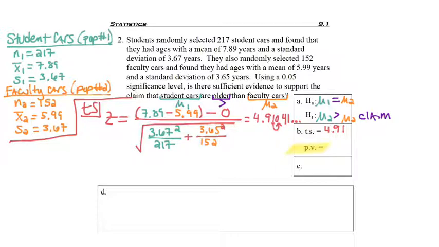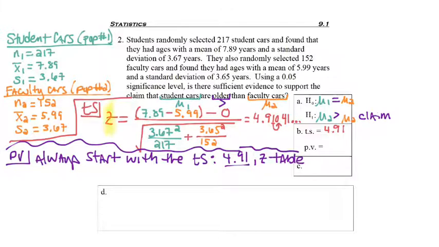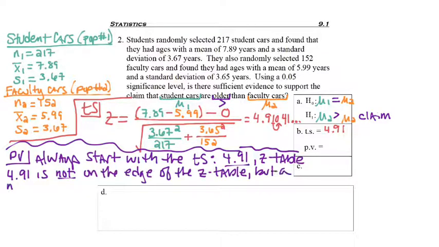Now I'm on to the p-value. It didn't say to use that method, but I've got PV in my box. We always start with the test statistic when finding a p-value. Our test statistic is 4.91, and we're going to be using the z-table. Remember, my test statistic is z equals, so I'm using the z-table. So to use the z-table, we go to the edge and look for our test statistic. 4.91 is not on the edge, though, of the z-table, but a note says to use 0.9999.